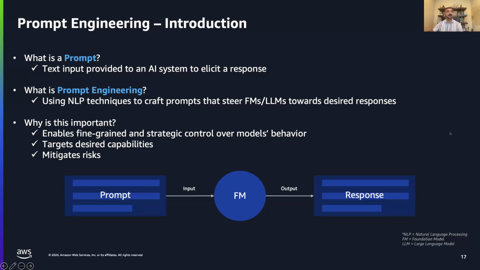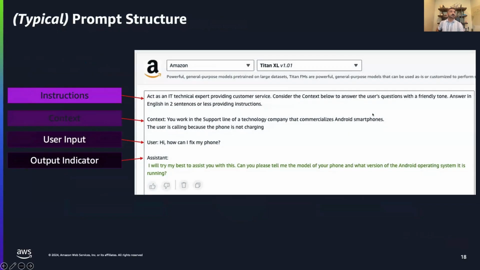So let's take a look at an example. Here you can see we're using the Titan Extra Large model, and it has four components: instructions, context, user input, and output indicator. So the instructions is what you are telling the model, for example, act as an IT expert providing support. So basically, you're giving the instruction as to what you want it to do, or what I'm expecting you to do from this question.